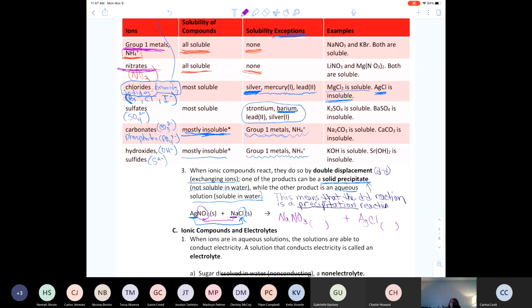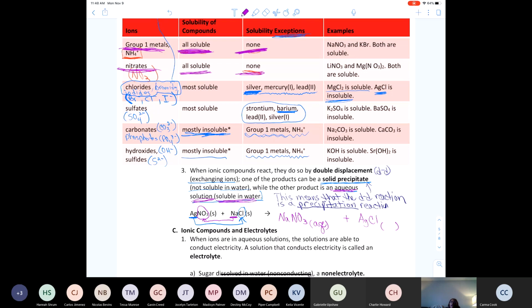The first two rules. Sodium nitrate contains sodium, a group 1 metal, so it has to be soluble, no exceptions. And it also contains the nitrate polyatomic ion. So therefore, again, it is soluble, no exceptions. So if it's soluble, that means it's an aqueous solution.